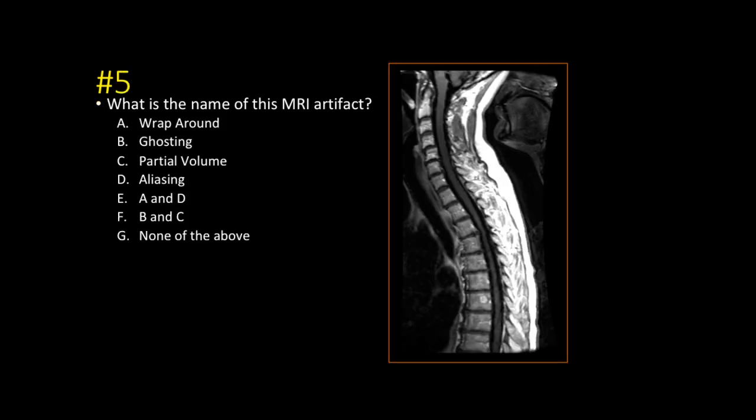Question 5, what is the name of this MRI artifact? Well, you can see that the face is superimposed posterior to the occiput. This is answer E, which includes wraparound and aliasing. Same thing with different names. The way you correct this artifact is to increase your field of view.